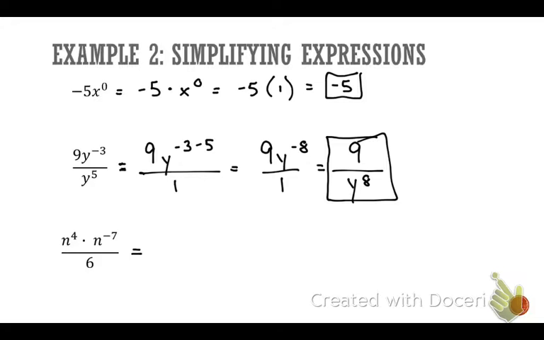What did you get when you simplified your n's? N to the what? N to the negative 3rd power over 6. All right, now here's the test. What is your final answer? Does anybody want to tell me what they got? Lucas? 6 over n to the 3rd power.